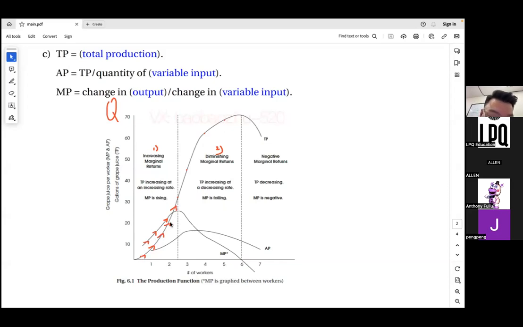The behavior of TP in the first part, you see, increases with an increasing rate, just faster and faster. In the second stage, the second stage is called diminishing. Diminishing just means decreasing, right? Decreasing marginal return.